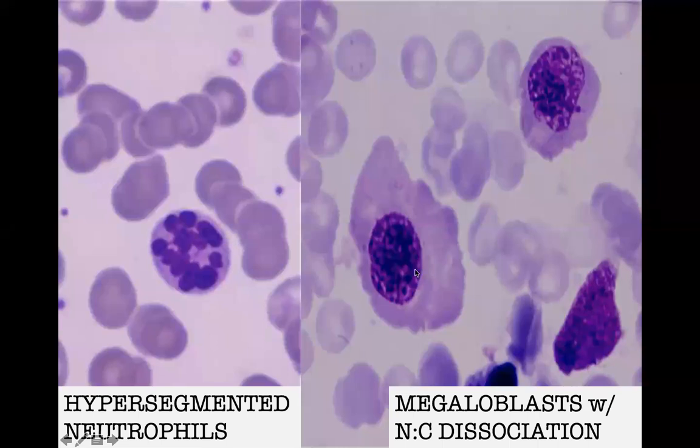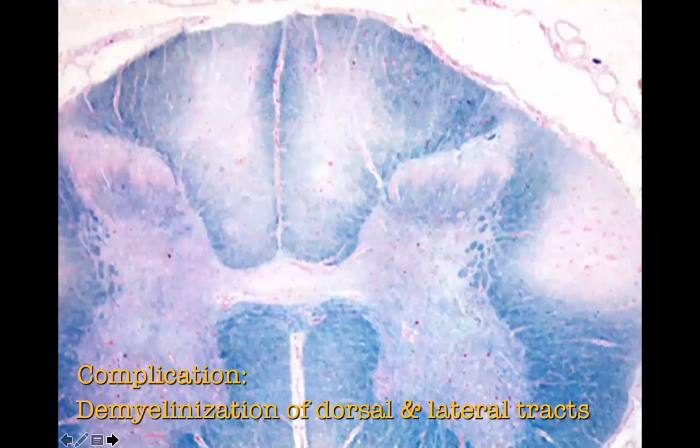You can also see there is a megaloblast with nucleocytoplasmic dissociation. See, the nucleus is large because, as I mentioned, there is a maturational arrest in the development of the nucleus, so it would appear abnormally large as a result of a deficiency in B12 and folic acid. These are some of the complications in the brain. It may result in demyelination of the dorsal and lateral tracts in the spinal cord, not the brain. Sorry for that.